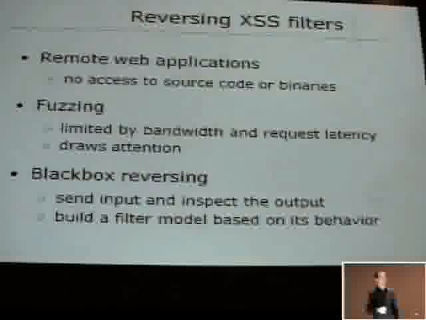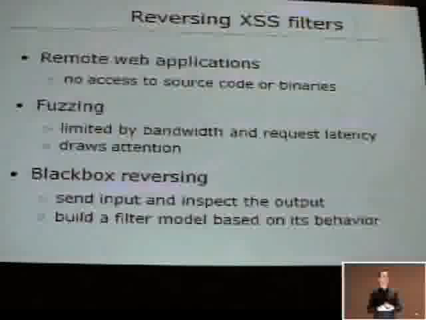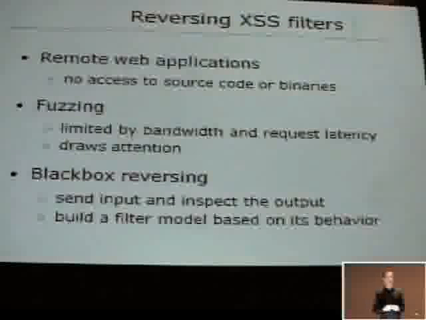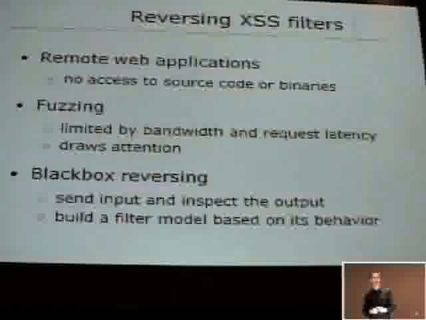What we can do is the black box reversing approach, where you craft some kind of input, some kind of HTML that's perhaps malformed in different ways, and then you send it to the cross-site scripting filter, and you look at the output and see how the XSS filter modified your input. And based on the different modifications, you can start to figure out how the filter actually operates.